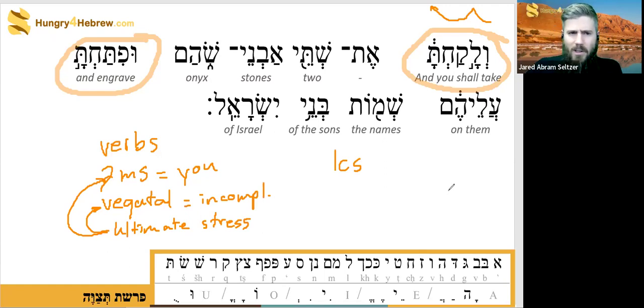Usually the secondary stress is marked with a little vertical line called a meteg. Looks like this one right here, but that's actually something separate. Here, we get something else doing the same job, secondary stress. Good. Velakachta, and you shall take, et shtei avnei shoham. Is the shva before a dagesh silent or audible?